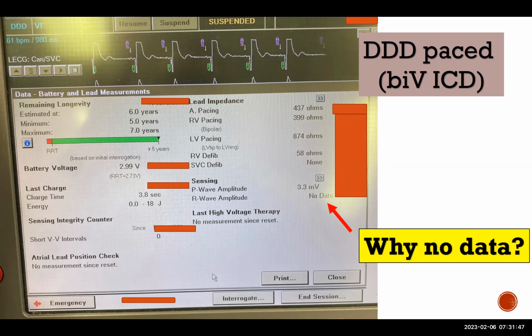Yeah, what would you set the output to, and the sensitivity, without knowing what the R wave amplitude is? That's an excellent question. The short answer is there's no right answer to that. It's a very, very good question. How do you know what to set it at?